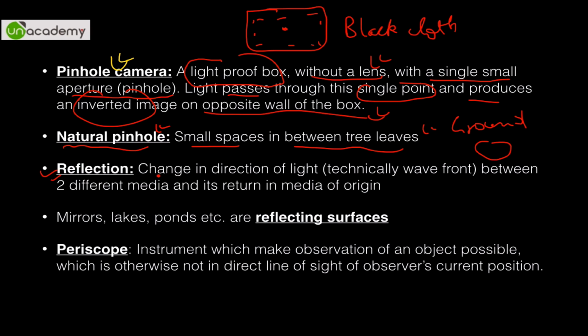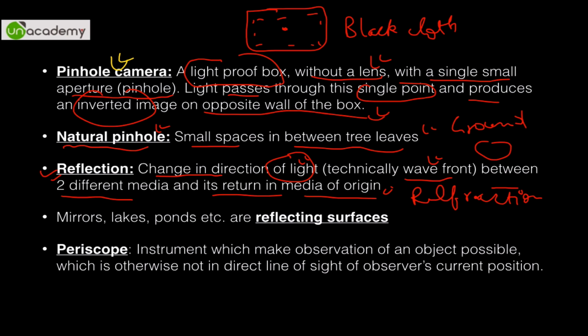Now reflection is change in direction of light, according to the book, but technically it's the wavefront because sound also reflects and all. So it is change in the direction of light or wavefront between two different media, but the thing is the light should return to the original media. If that does not happen, if it goes into the other media, then it is called refraction. So mirrors, lakes, ponds, they are all reflecting surfaces.